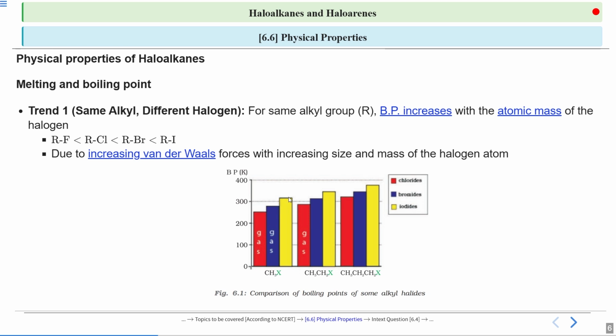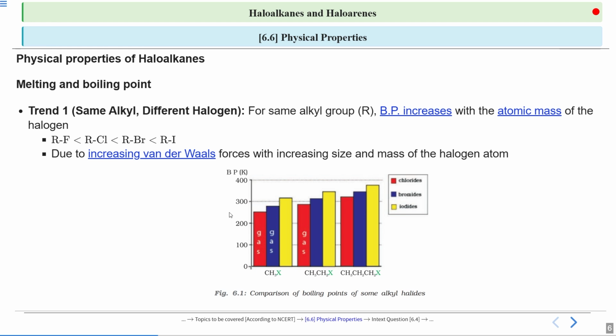It covers the greater boiling point range, right? The yellow one. So as I said, if you don't change the alkyl group, if you take the alkyl group as same and change just the halide group, that is chloride, bromide, and iodide, then as the atomic mass of the halogen increases, the boiling point will also increase. You can see this, right?